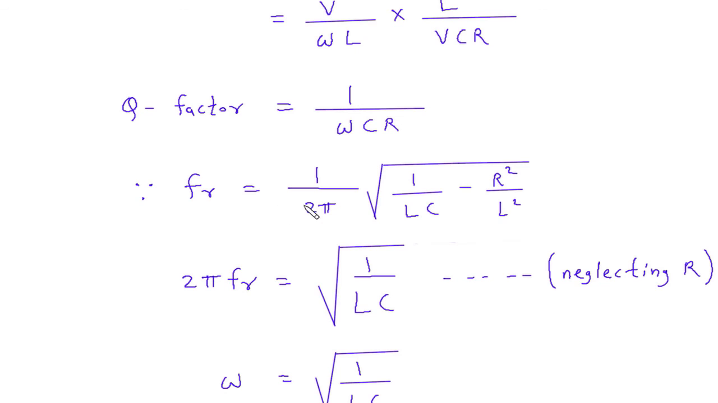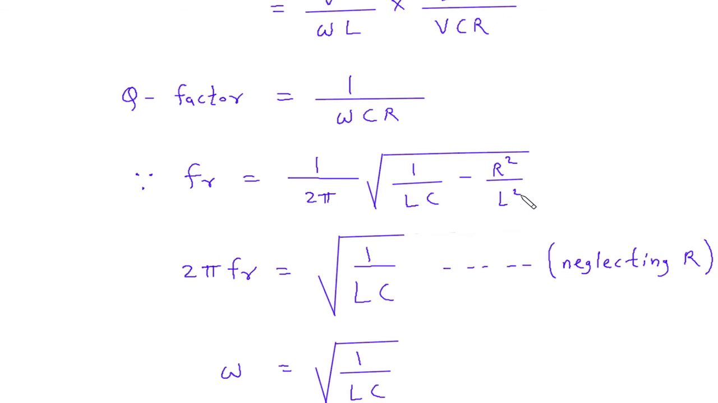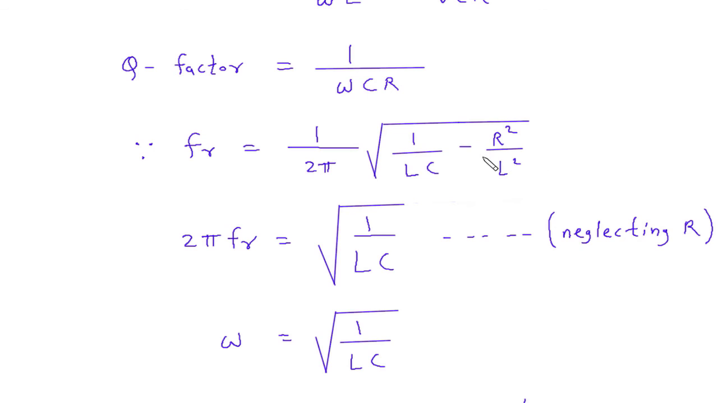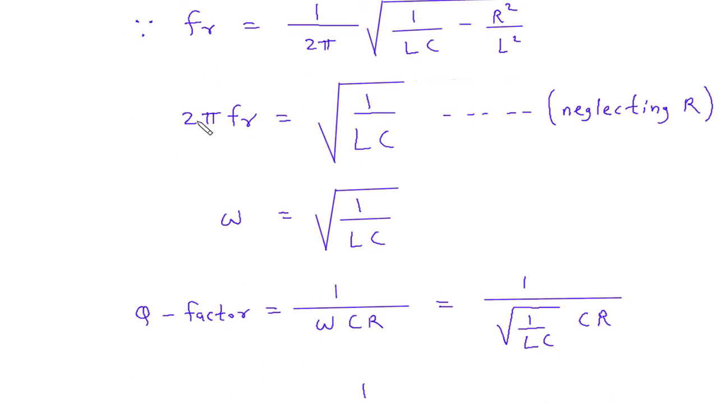Now since Fr is equal to 1 upon 2 pi under root of 1 upon LC minus R square by L square, we can neglect R square by L square because R is small. We are considering resistance small. So what remains? Fr is equal to 1 upon 2 pi under root of 1 upon LC. Taking 2 pi to the left side, 2 pi Fr is equal to under root of 1 upon LC. Now this 2 pi Fr is the angular frequency omega. So omega is equal to under root of 1 upon LC.